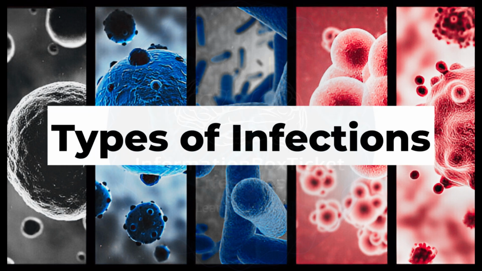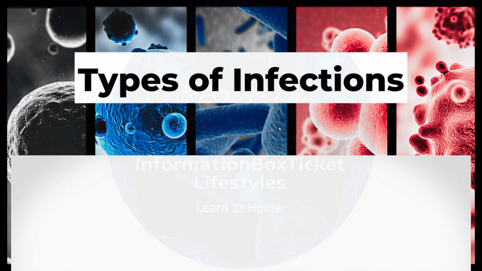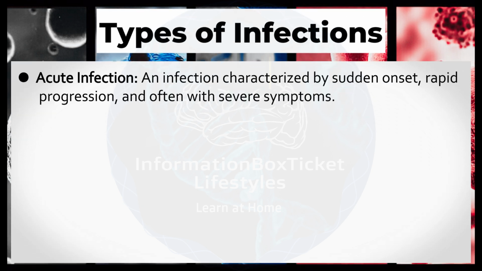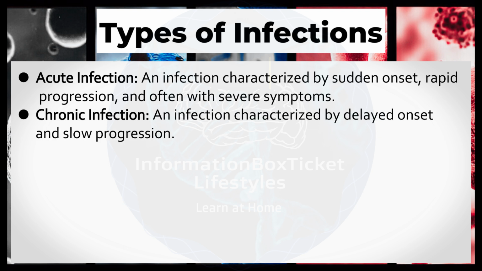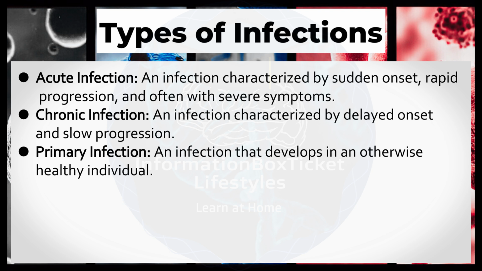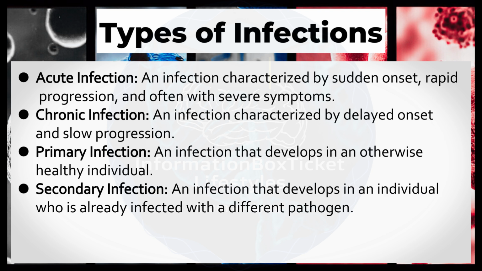Types of infections. Acute infection, an infection characterized by sudden onset, rapid progression, and often with severe symptoms. Chronic infection, an infection characterized by delayed onset and slow progression. Primary infection, an infection that develops in an otherwise healthy individual. Secondary infection, an infection that develops in an individual who is already infected with a different pathogen.